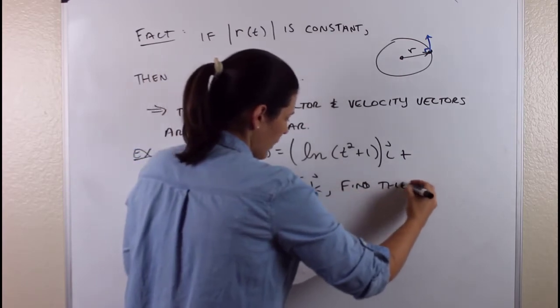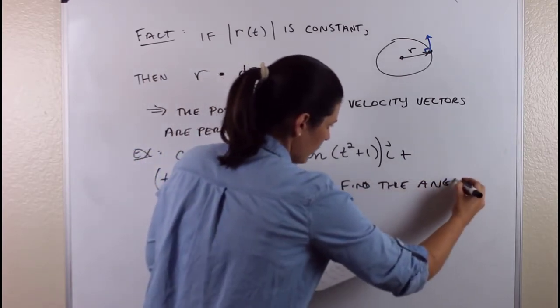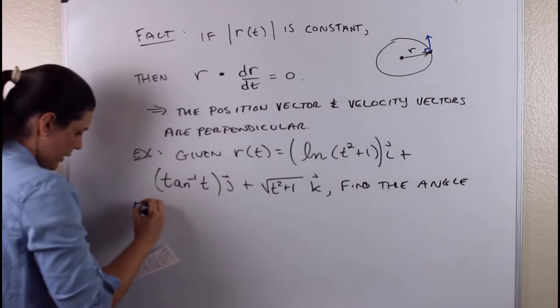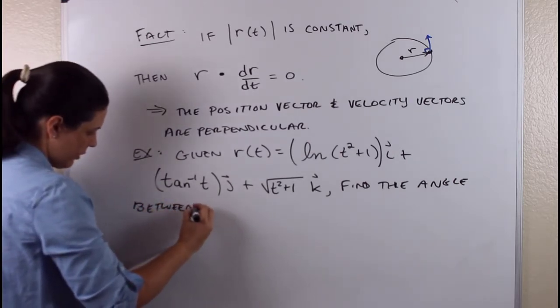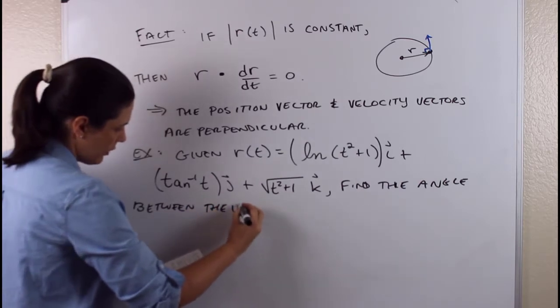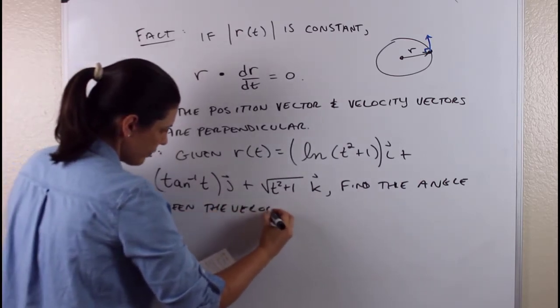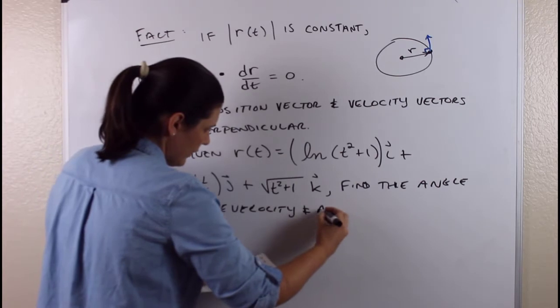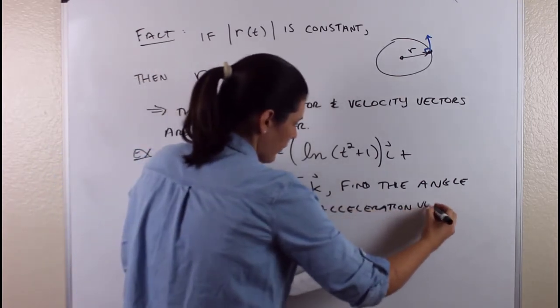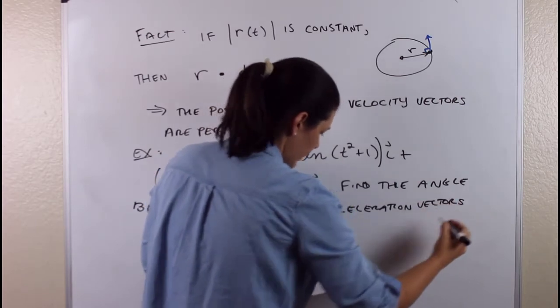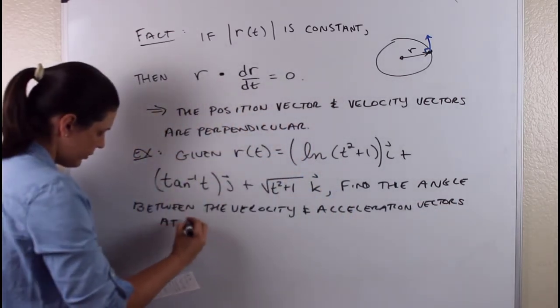Find the angle between the velocity and acceleration vectors, and this is going to be at t equals 0.